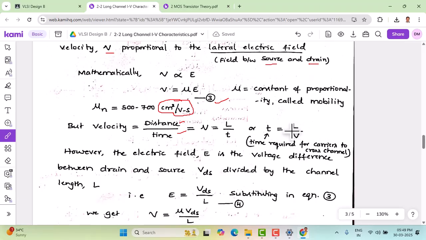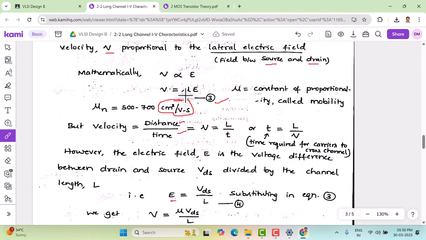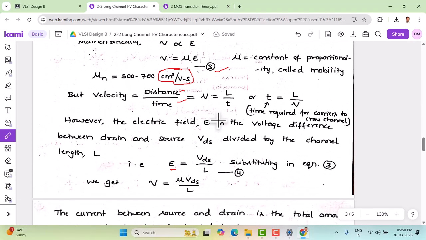However, the electric field is nothing but the voltage difference, so the voltage difference between the drain and source, VDS, divided by the channel length L. Therefore, the equation for E can be written as VDS by L. Substituting this in equation 3, let us see what the new equation for the velocity will be. The velocity equation now becomes mobility times VDS by L, substituting this E in place of the earlier one.